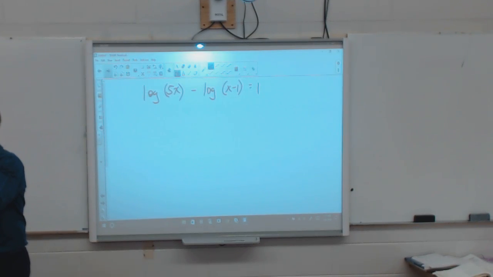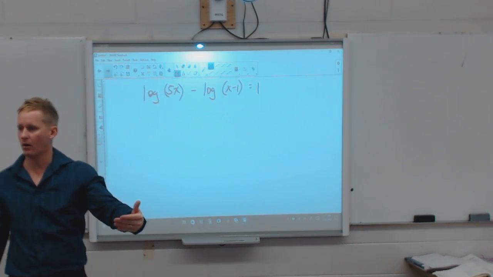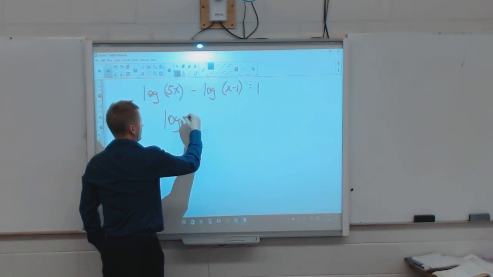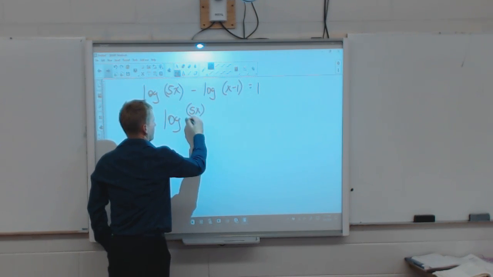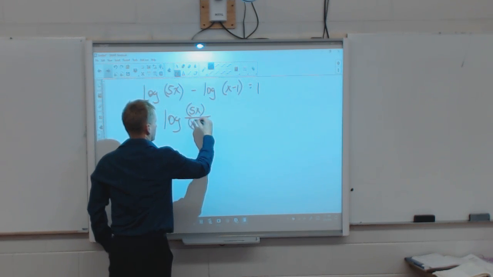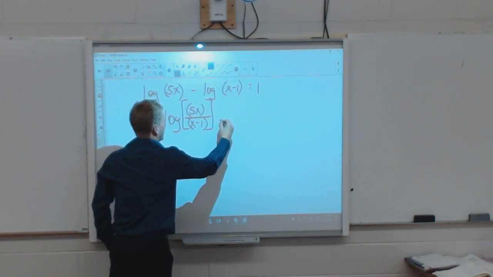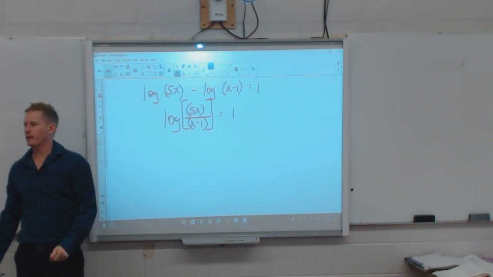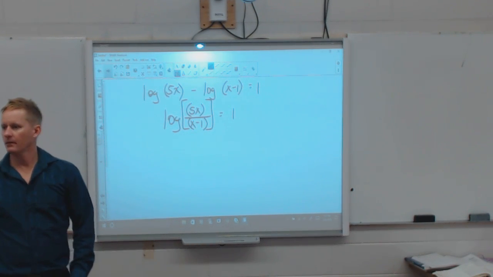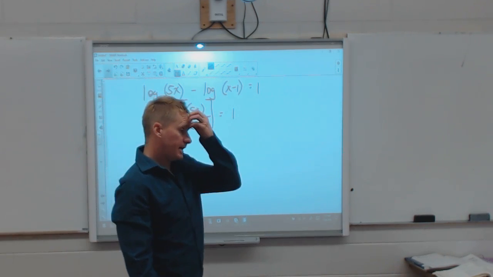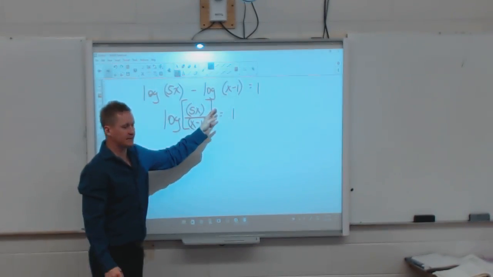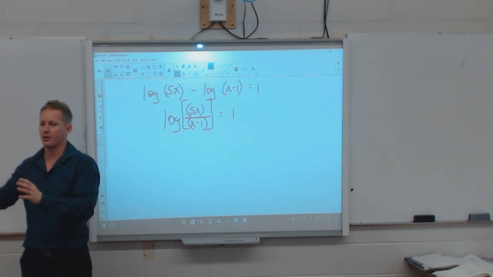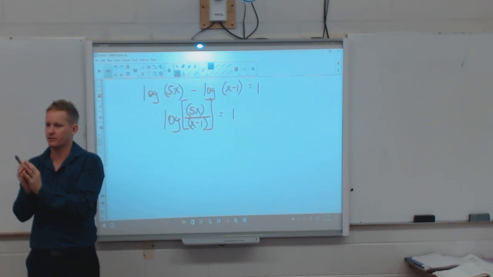So now I'm going to use the same method that I actually used before. Alright? And that is this. Log of 5x over x minus 1. This big square bracket included at all times. Okay? Because if you're actually multiplying these, it'll take the log of the first term and not the second term, where it should be the log of the multiplication of the two.